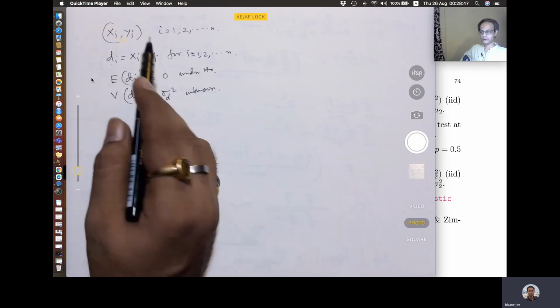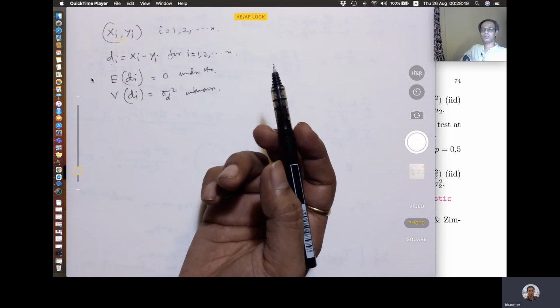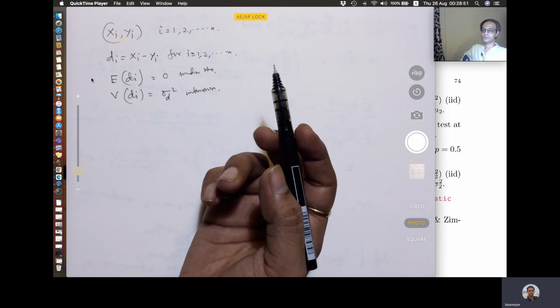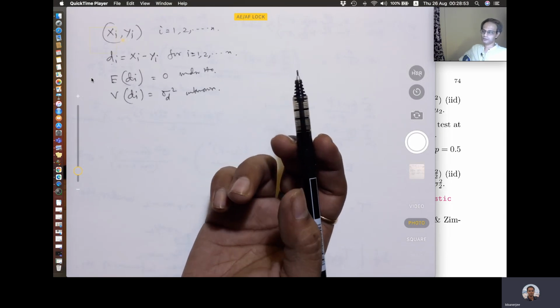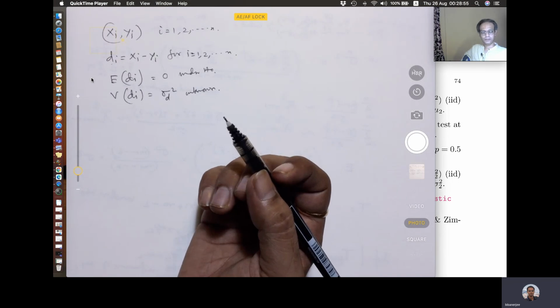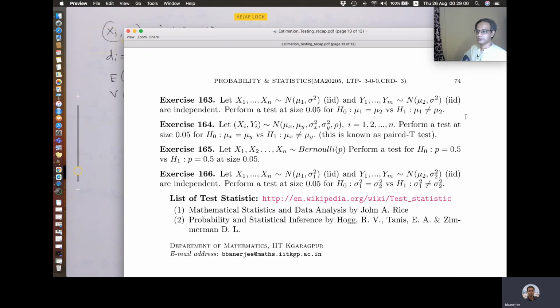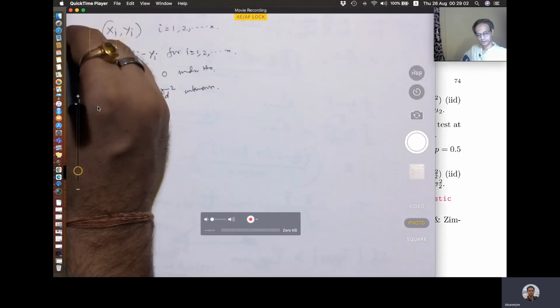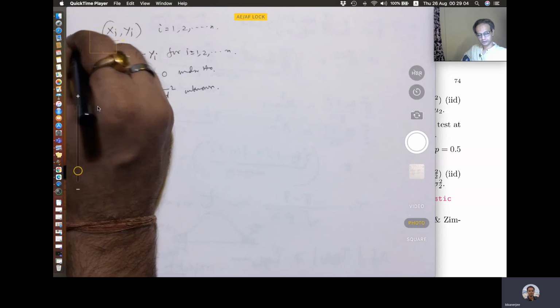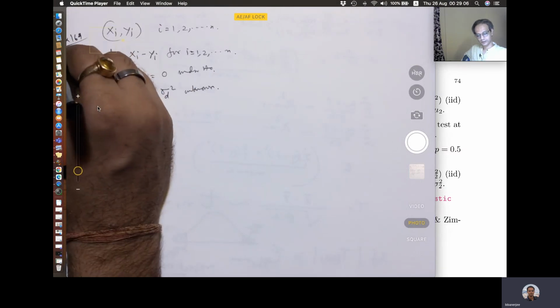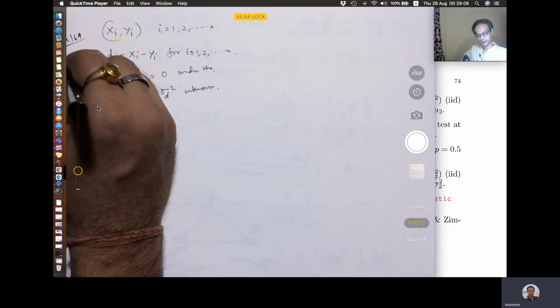Given the data, you know all the values of di. You know how to do testing mean equals 0 when sigma square is unknown. So it is a very trivial problem. This is known as the paired t-test, and that is for exercise 164.